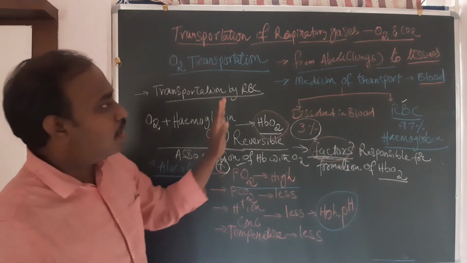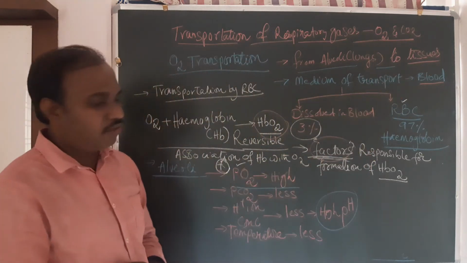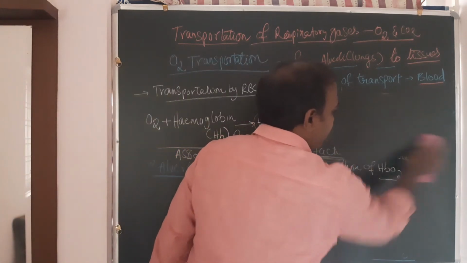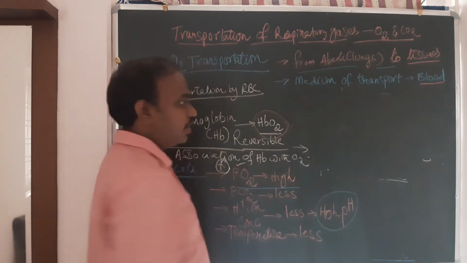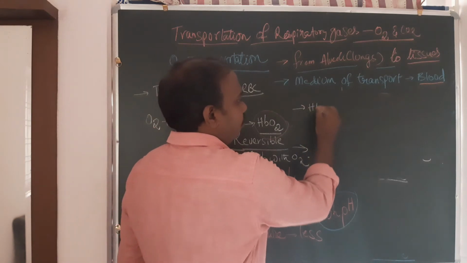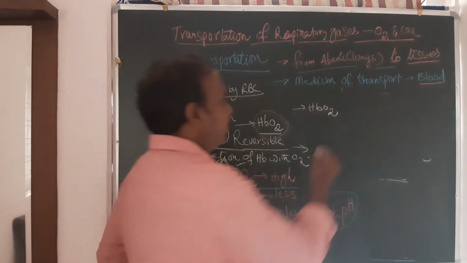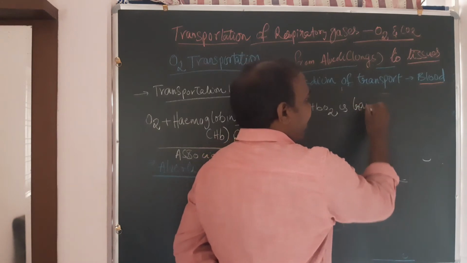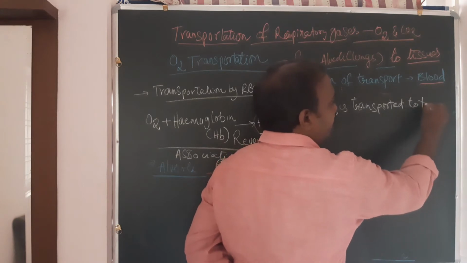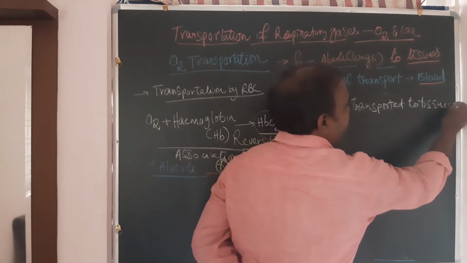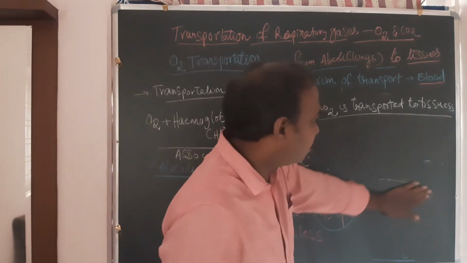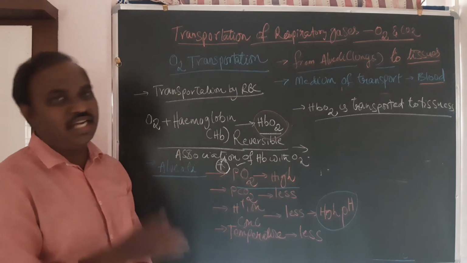From the alveoli, now where will it be taken? Now from the alveoli, this oxyhemoglobin, HbO2, is now taken to tissues, right? It is transported to the tissues. Now at the tissues, the dissociation will happen, right?